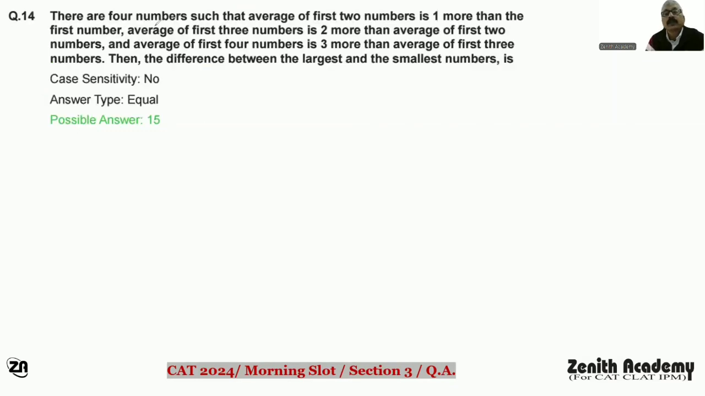There are four numbers such that average of the first two number is one more than the first number. Average of the first three number is two more than average of the first two numbers. And the average of the first four number is three more than average of the first three numbers. Then difference between the largest and the smallest number is.